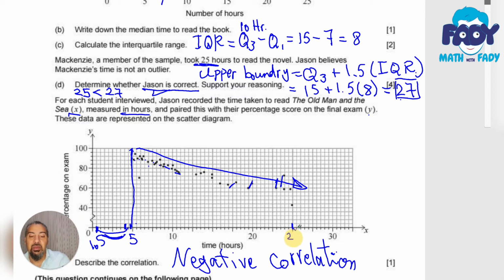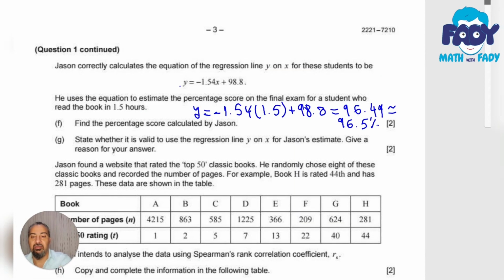The maximum here is 25. If you are substituting 30, this will also not be valid. If you are substituting 26, okay, fine, it's close to the data range. But using a number to substitute out of the data range will make the estimate not valid. So here, state whether it is valid. No, it is not valid.